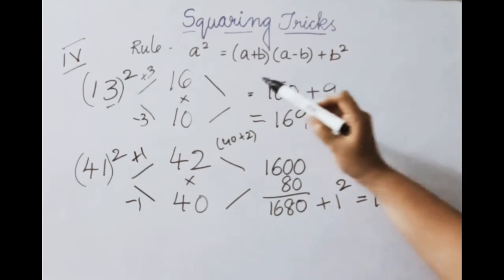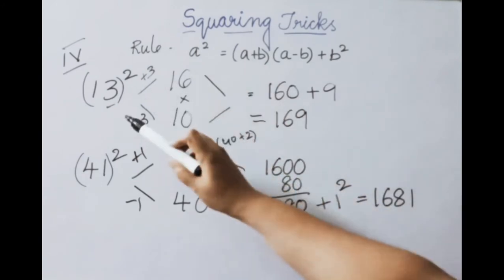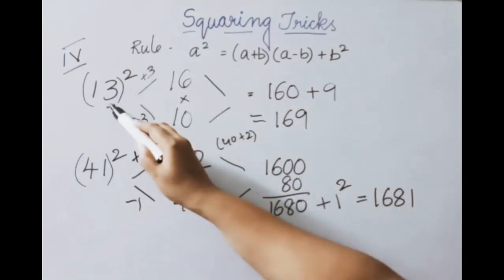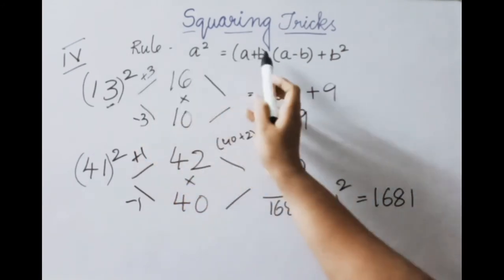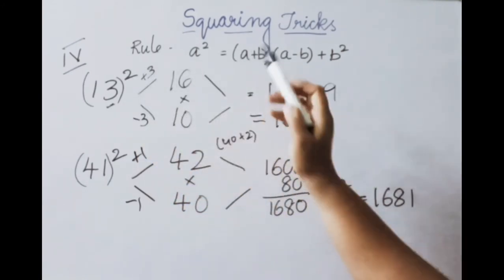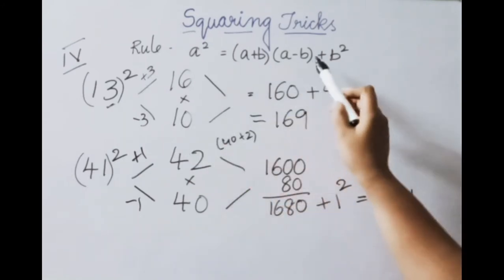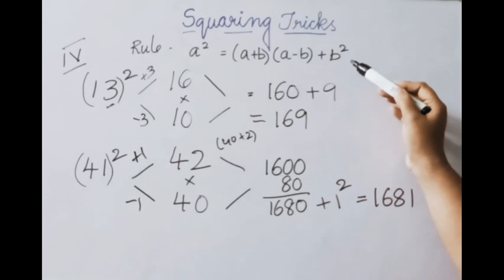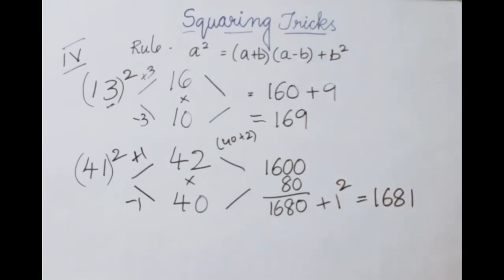So how do we solve this sum? By following the rule. A square, that is our question, 13 square. How did we solve it? The excess value B: A plus B, 13 plus 3, into A minus B, 13 minus 3, plus the square of the second one, B square. By following this rule, we have solved these sums.